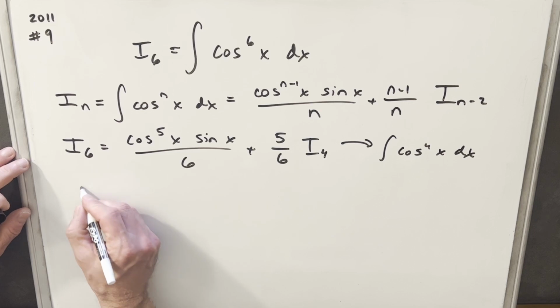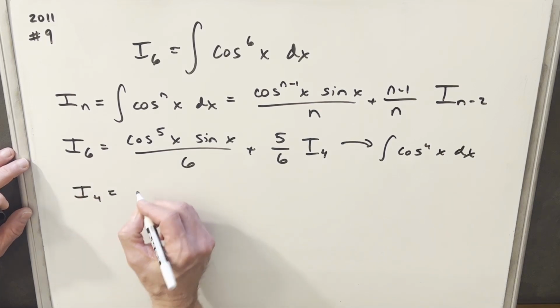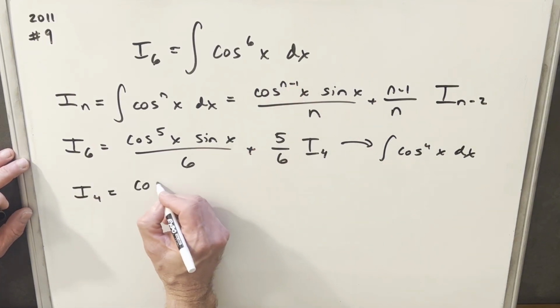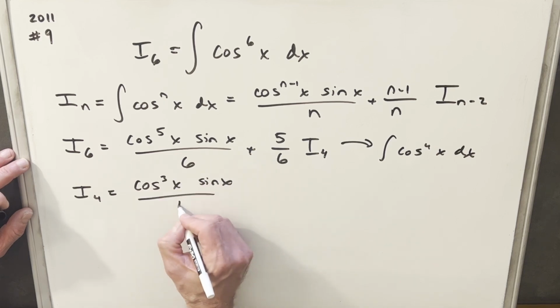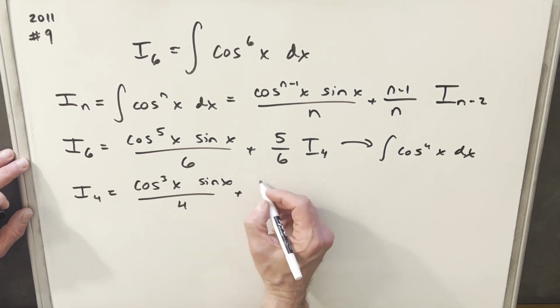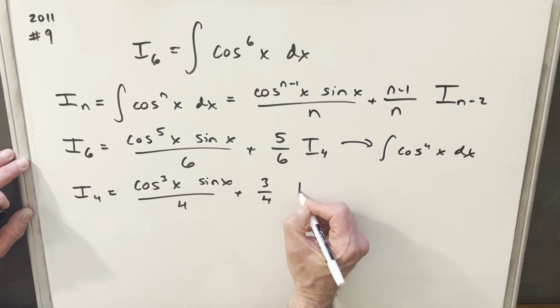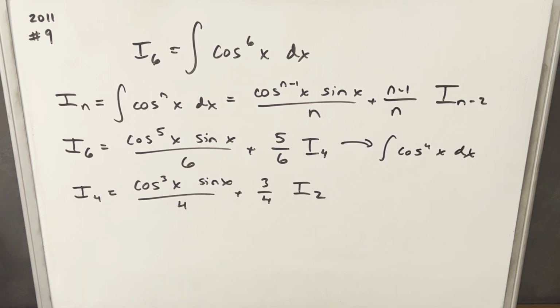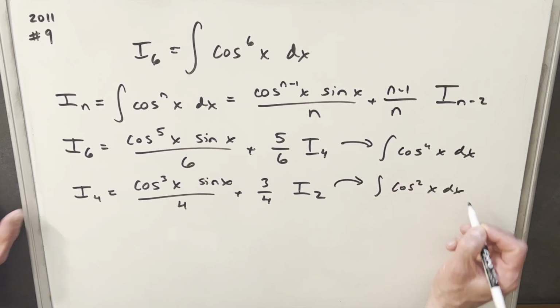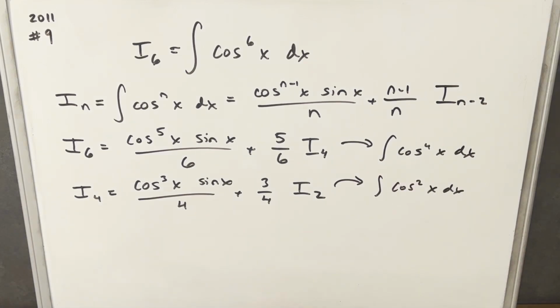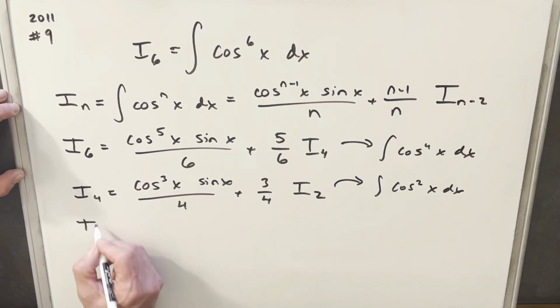So let's find our I sub 4 value using the same formula. Again, n minus 1, so we're going to have cosine cubed x, sine x over 4. Then here, 4 minus 1, we're going to have 3 over 4, I sub 2. Now this integral is just the integral of cosine squared x. We don't really need a formula for that. That's pretty easy to integrate. But I'm going to do it anyway because we have the formula here. It's going to be just as easy.